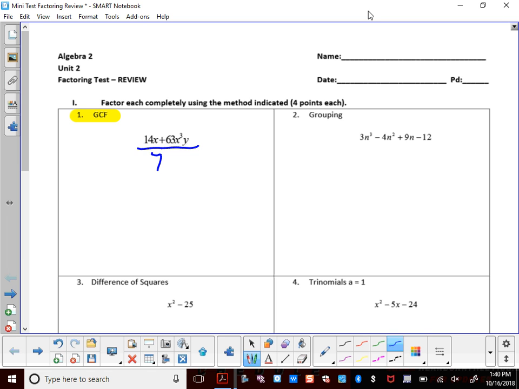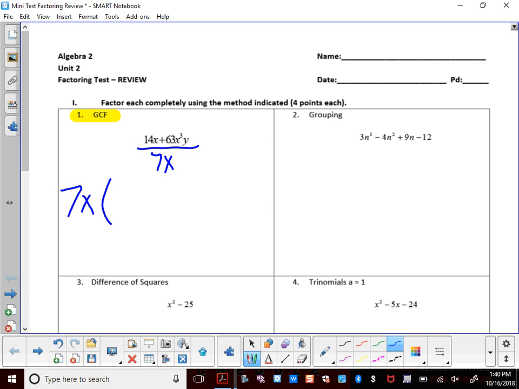All right, look at my variables. I have x to the first and then x to the third. Which one is the smaller exponent? Just x. Y does not have anything in common with my 14x, right? So we can't just throw it in there. My GCF is 7x.